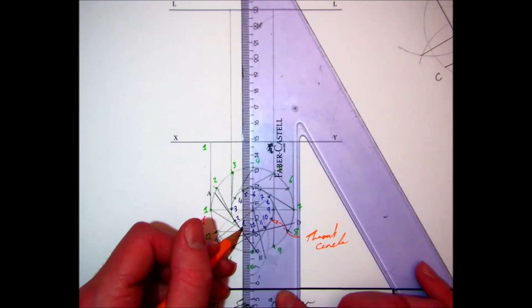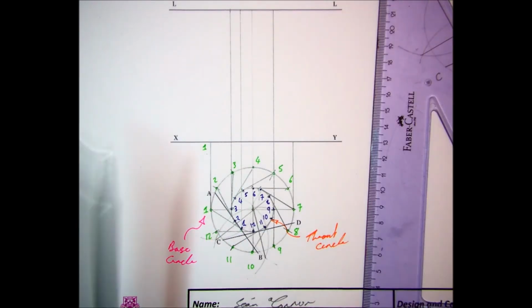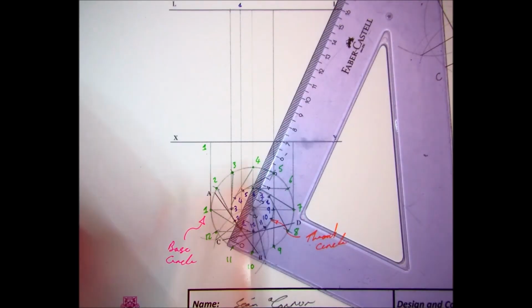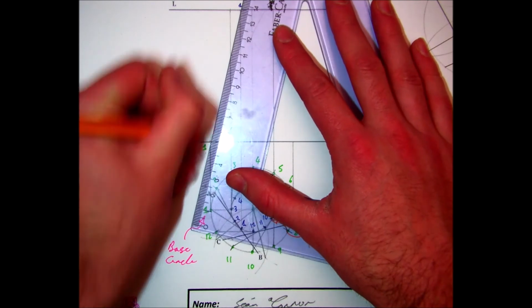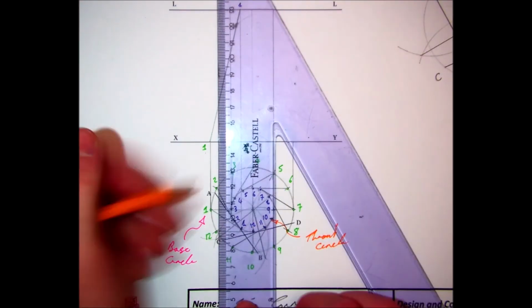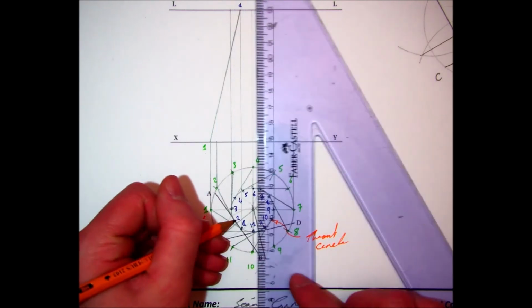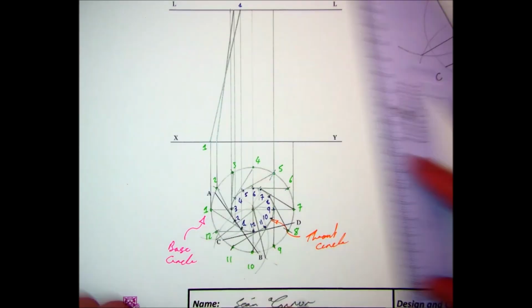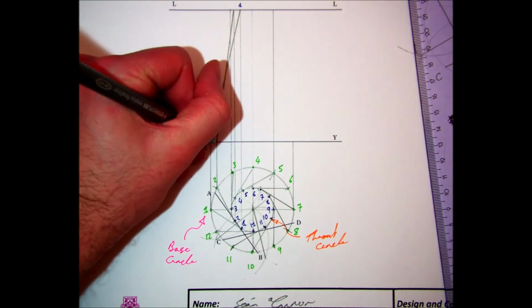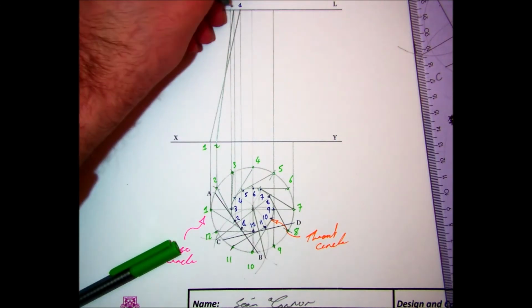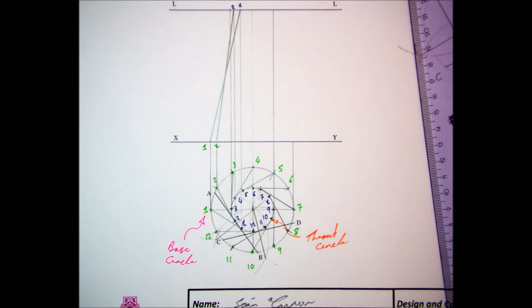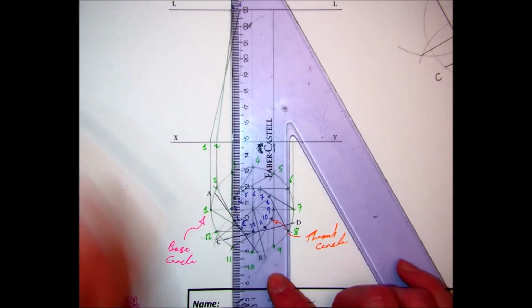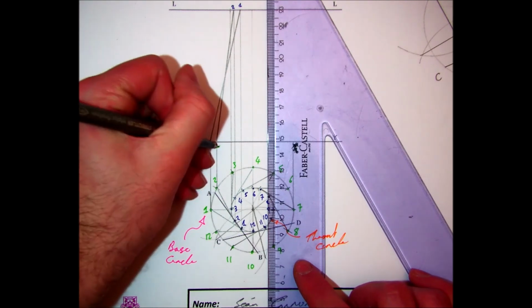Take the other 1 up here, and I can call that 1. And I'll draw that line. So, 2. Linked here with 12, so I'm just going to keep them together.